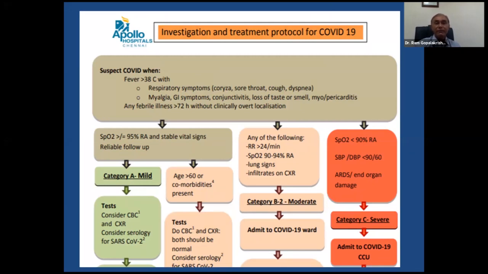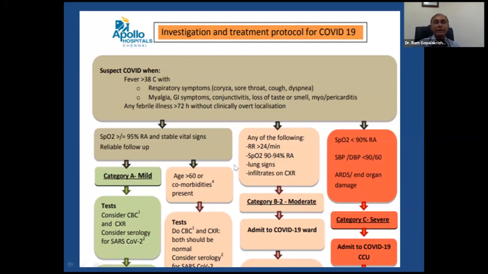On the left, if your saturation is good, your vital signs are stable, you have reliable follow-up, then you go into A category. On the right, if you're severely ill, saturation is bad, you have end organ damage, blood pressure is dropping, you fall into category C. Obviously, category C goes straight into the hospital, perhaps straight to a CCU. A is managed as an outpatient.